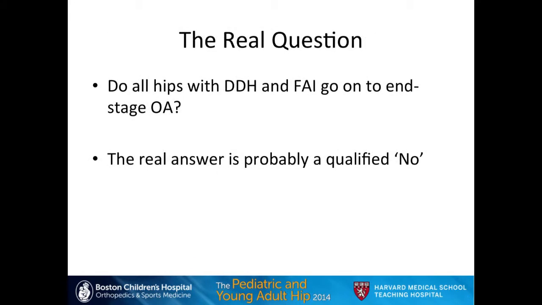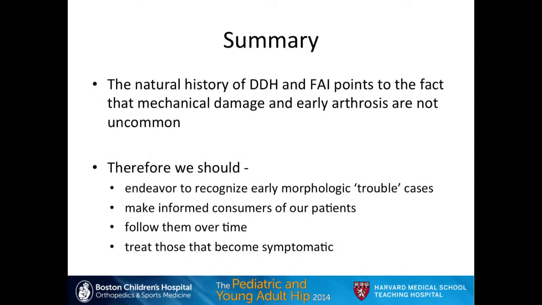I guess the real question is, do all hips in the end, when we're considering both hip dysplasia and FAI, go on to end-stage OA? We don't know the answer to that. So the real answer, I think, is probably no. So in summary, the natural history of hip dysplasia and FAI points to the fact that mechanical damage and early arthrosis are not an uncommon phenomenon.